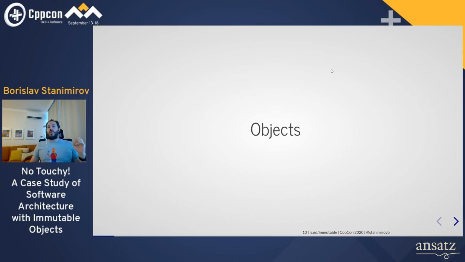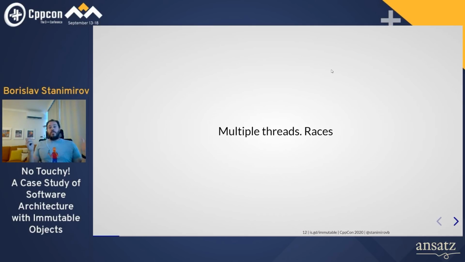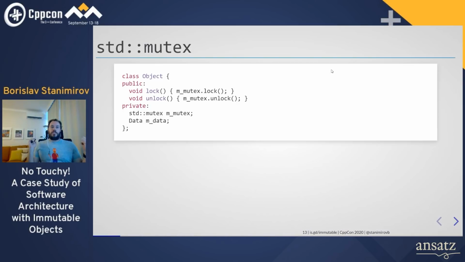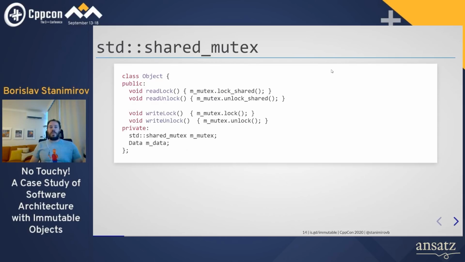These services work with objects. And let's see an object, for example. This is a simple bare-bones object. It has some data, and you can get and set the appropriate data. But I mentioned multiple threads and multiple processes. So if we just use this object, we'll get races. A naive approach would be to basically add a mutex to the object. But of course, that's a bad idea because readers and everything will have to wait on each other, readers especially. So if we just use our objects built like this, we will essentially be building a single-threaded application. We don't want that.